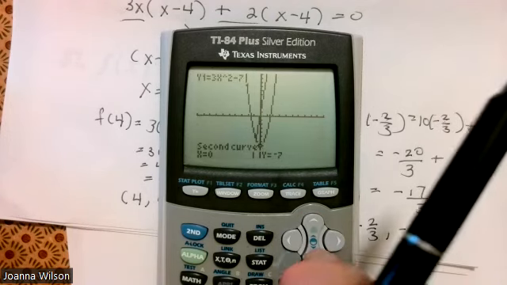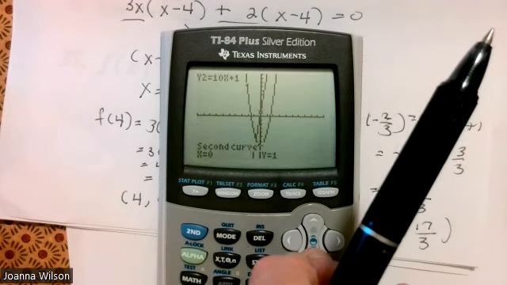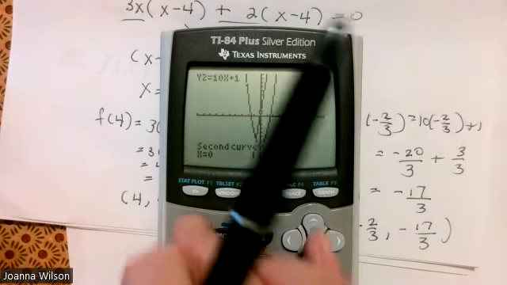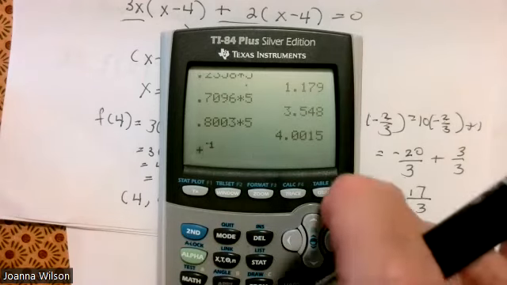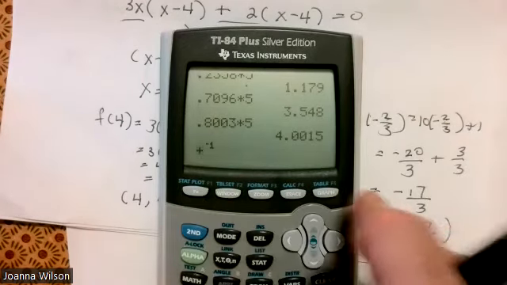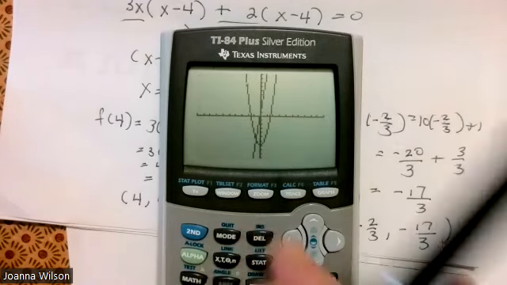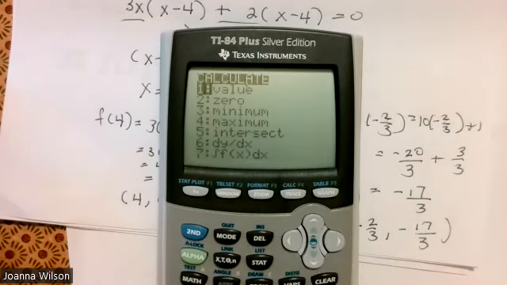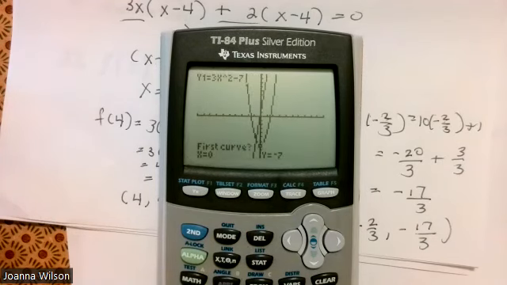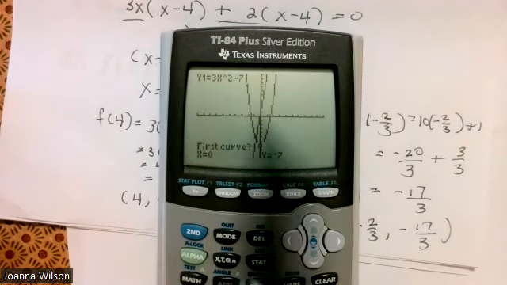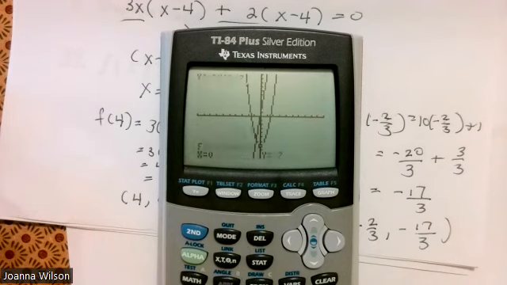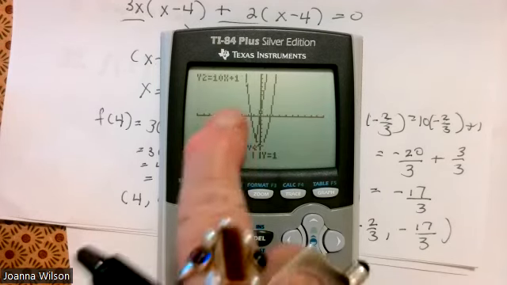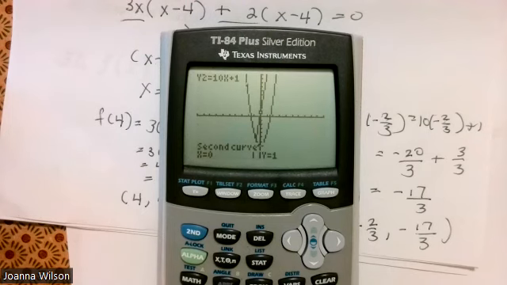And let's see. Hold on just a minute. Let me start over again, because I'm not sure which curve I started with. Okay, so I want to do the intersection. And so the first curve is this one. So I could just hit enter. And then I want to be on the other curve. So, I think I could just hit enter right here. Let's see if that'll work. And then for the guess, hit enter. And so it gave me these values.